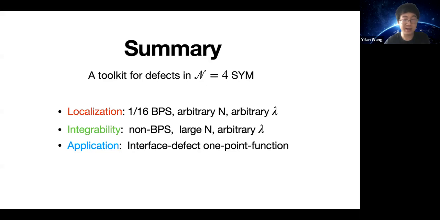And another complementary approach that I've introduced is this bootstrap approach to integrable boundary states that correspond to the defects in the gauge theory. And this approach allows you to compute non-BPS observables in the presence of an integrable boundary state that corresponds to the defects in a large J limit, but for arbitrary gauge coupling, 't Hooft coupling lambda. Okay. And I've also illustrated this method in the context of simple observables in the defect setup, such as interface defect 1-point functions and some results about the bulk defect 2-point function.